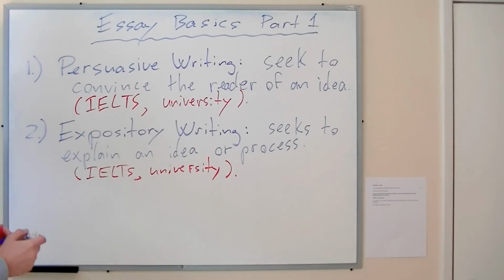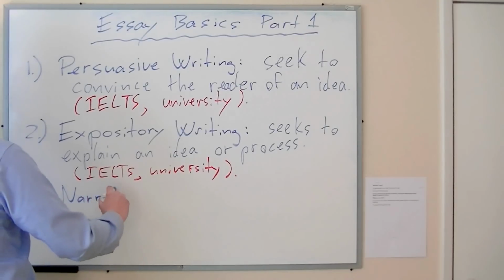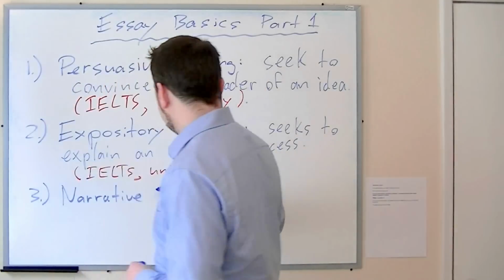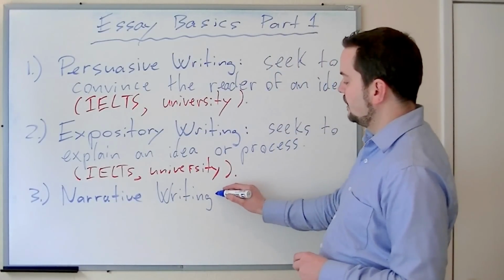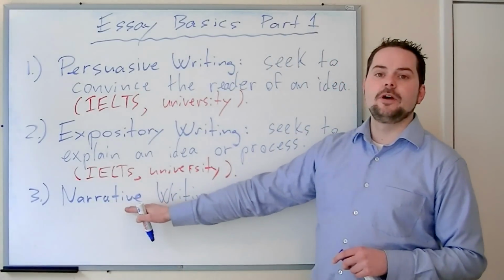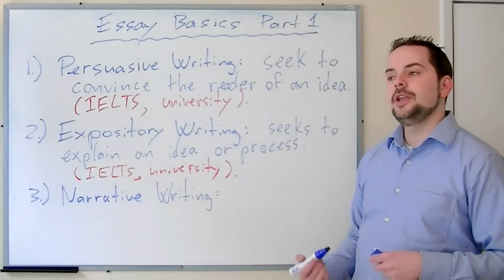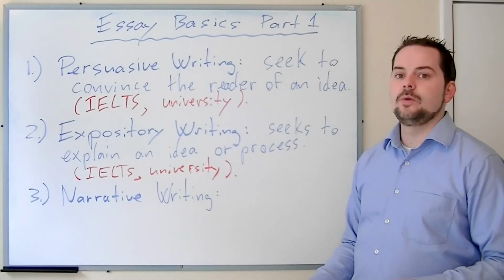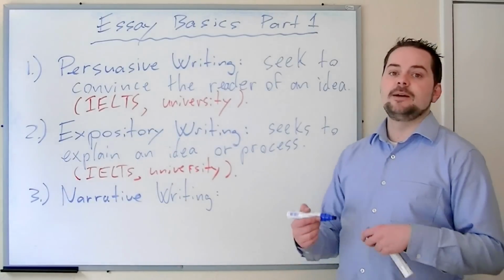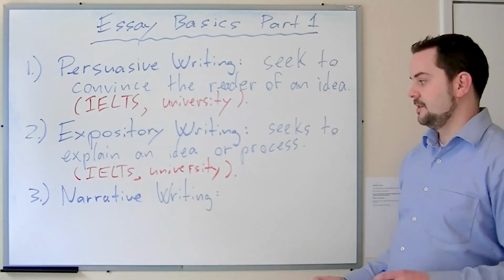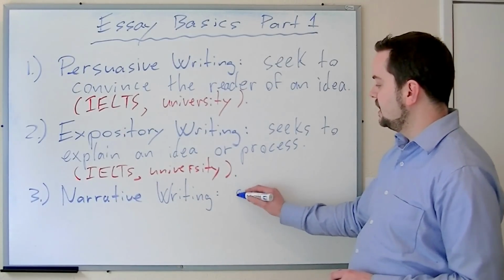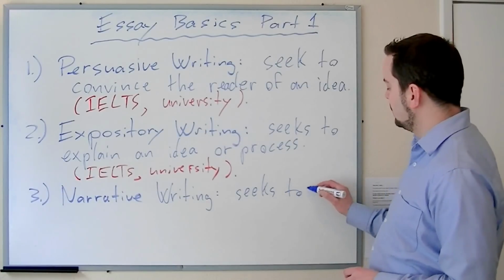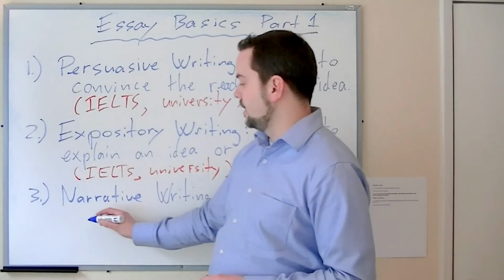Okay, now the third type of writing style is what's called a narrative. And narrative writing, if you look at the word narrative, you might know the word narrator. The narrator is a person who tells a story. So when you're watching a nature show, for example, and they're explaining about the lions attacking the gazelles and so on, that's the narrator. So narrative writing seeks to tell a story.